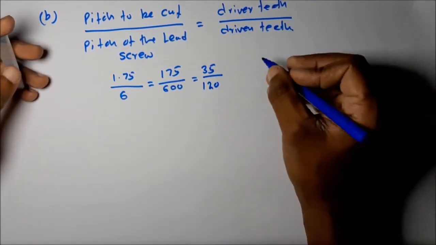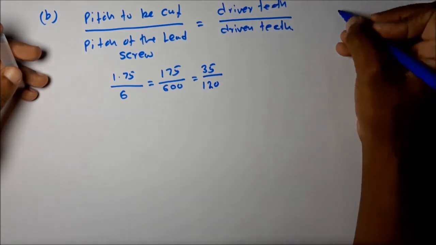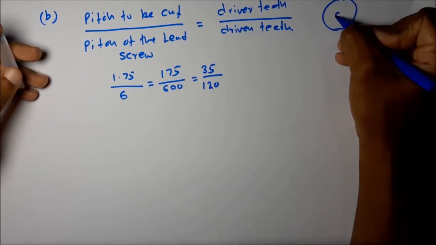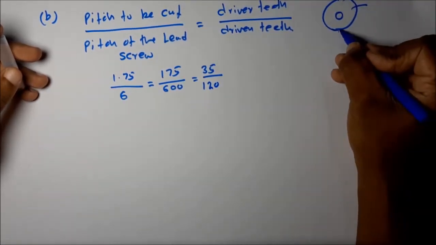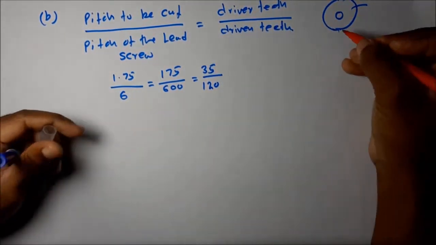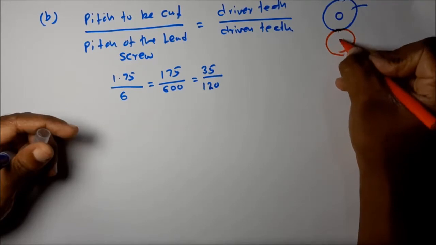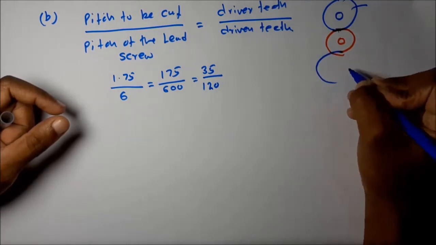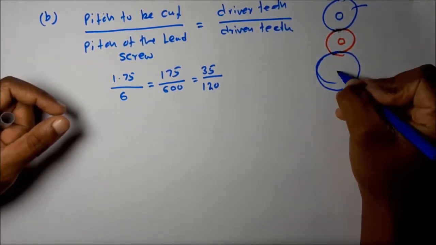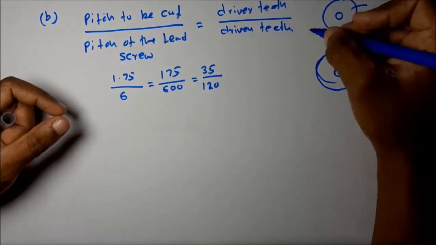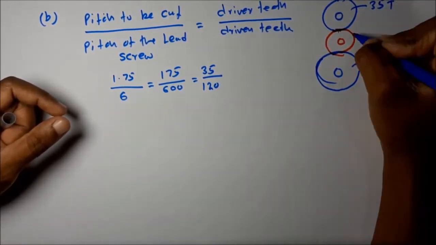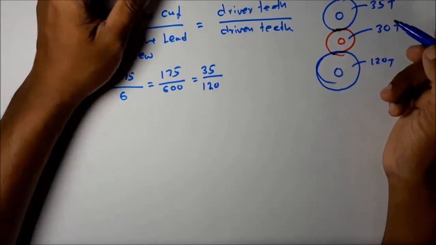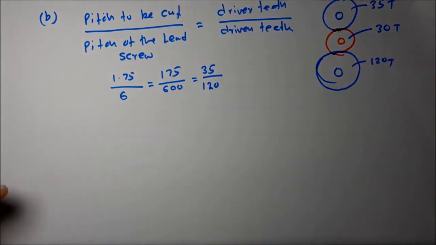Okay. Then we can draw the gear train also. This is the driver gear wheel, then the intermediate gear, use a separate color, intermediate gear, okay, then the 120 teeth gear wheel. The 35 teeth wheel, you can take any number of teeth for the intermediate gear wheel. Okay, this is the second one.